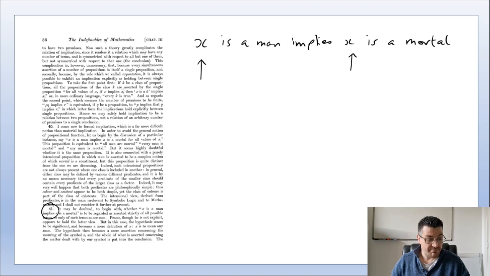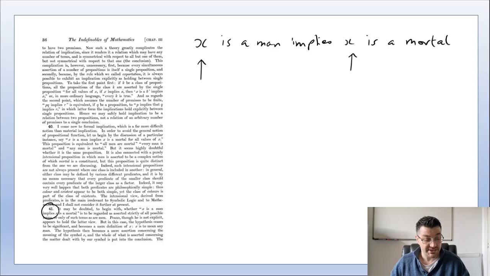The hypothesis then becomes a mere assertion concerning the meaning of the symbol X, and the whole of what is asserted concerning the matter dealt with by our symbol is put into the conclusion. The premise says X is to mean any man. The conclusion says X is mortal. But the implication is merely concerning the symbolism. Since any man is mortal, if X denotes any man, X is mortal.